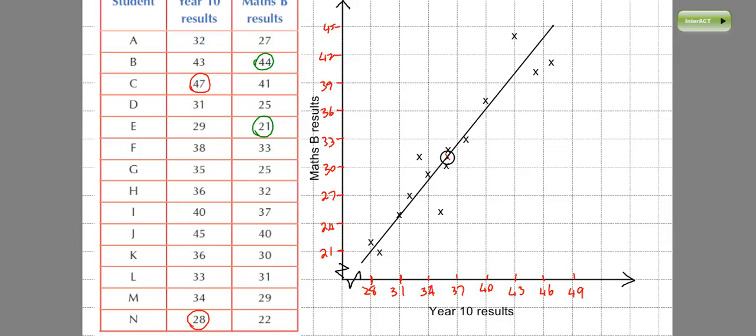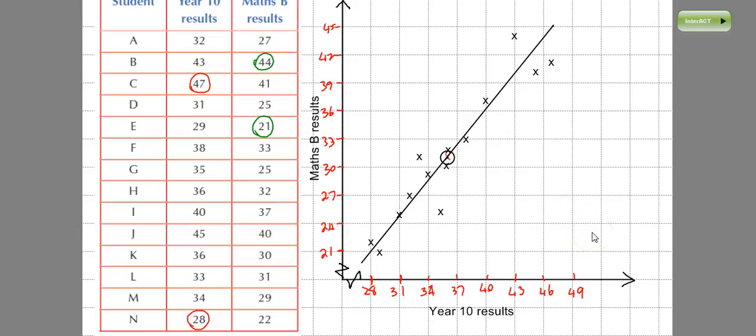Let's look at what that actually says in terms of the word correlation about our set of data. Now, our set of data is definitely sloping upwards from left to right, and just like the word gradient, sloping upwards from left to right means positive correlation. There's a positive relationship between Year 10 results and Year 11 results, and a positive relationship means as one increases, the other increases.